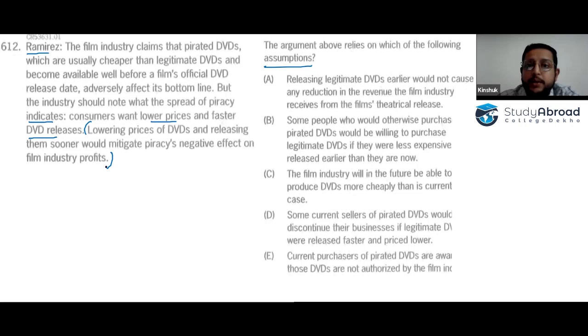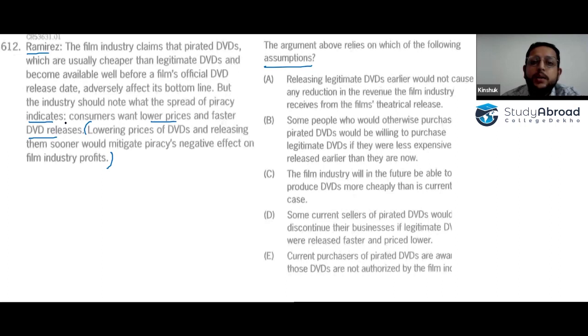So let us look at the first answer choice. Answer choice A says releasing legitimate DVDs earlier would not cause any reduction in the revenue the film industry receives from the film's theatrical release. Now, some of you might think that this could actually help the argument. But you're not supposed to help the argument. You're not supposed to find out if something is plausible or possible. But you're supposed to find out what connects consumers wanting lower prices and quicker DVD releases.